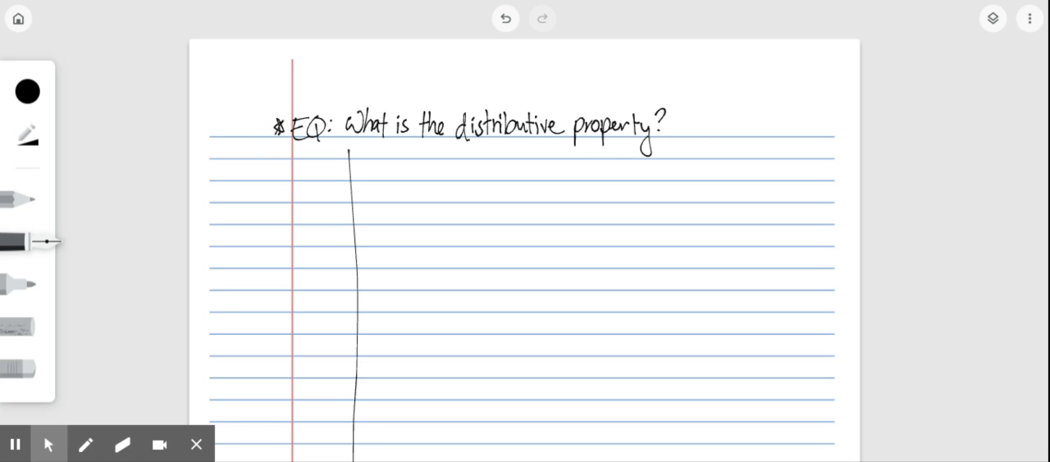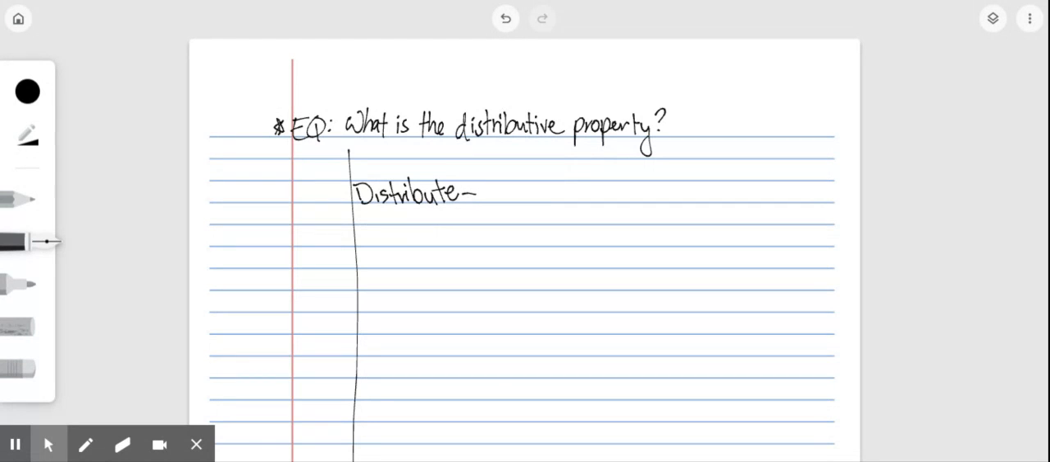So our essential question is, what is the distributive property? A few things that we're going to do: first, I want us to remember what the word distribute means, because we have definitely heard it before, but maybe not in the context of math.